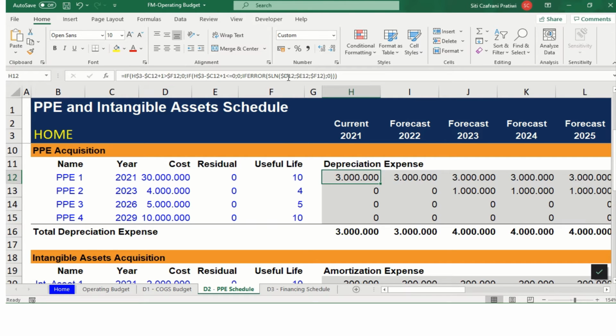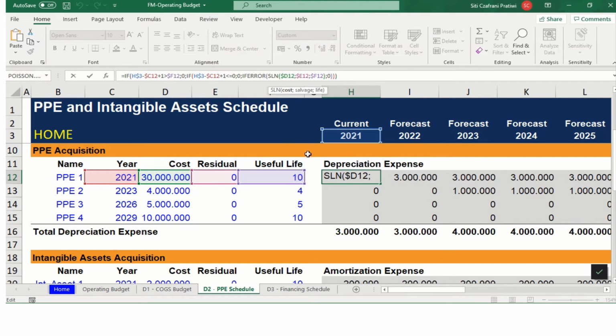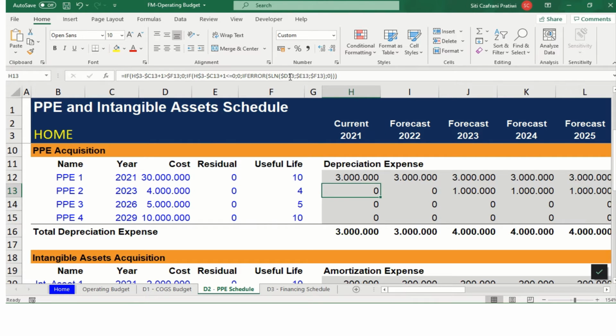Let's pay attention to this one. Here, the formula is D12. However, you can drag it vertically, and it will change to D13. However, the D here is not changing. Okay, so that's why I put the dollar sign in front of the alphabet.